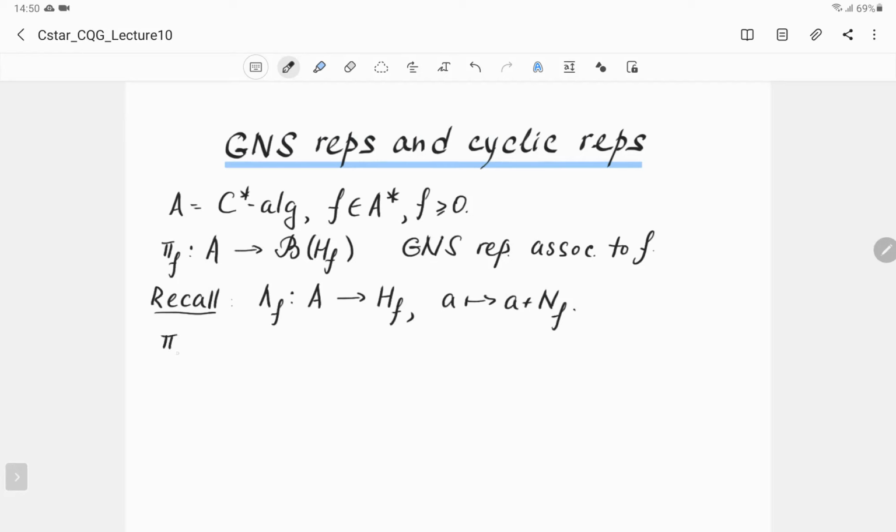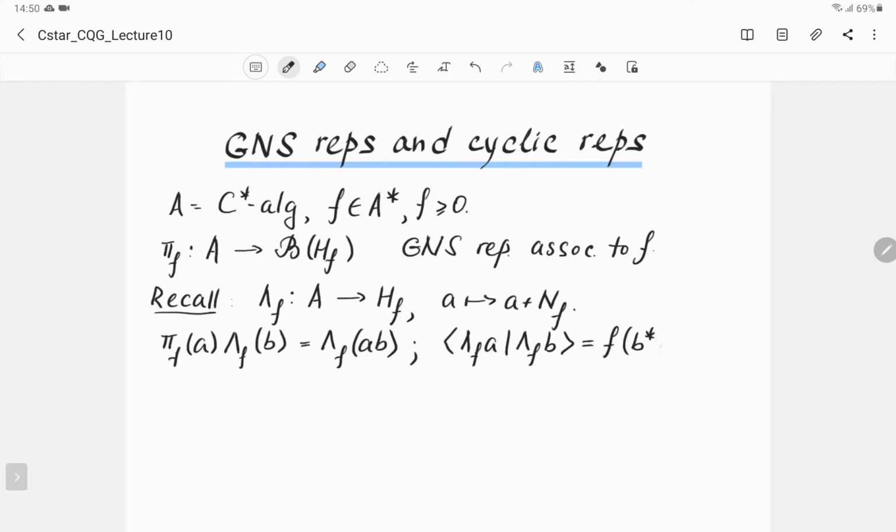The representation pi f acts on the image of this map lambda by the following formula. So this is just the left multiplication modulo the subspace NF. And the inner product of vectors in the image of lambda is given by the following formula. To motivate our further constructions, let's first of all briefly discuss the unital case.